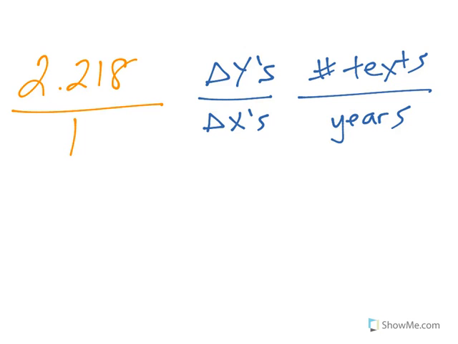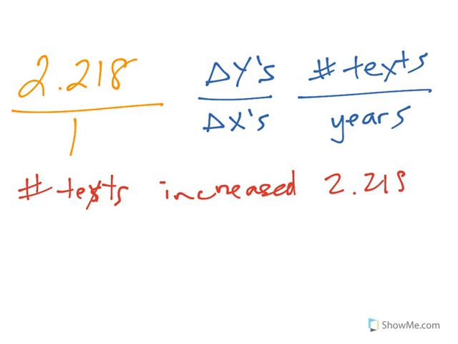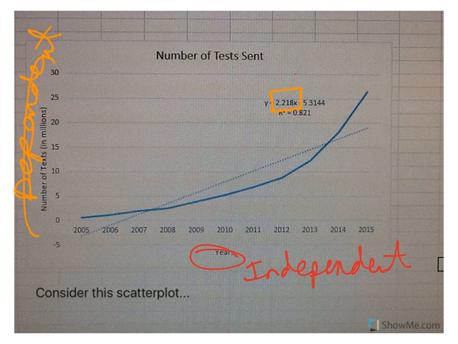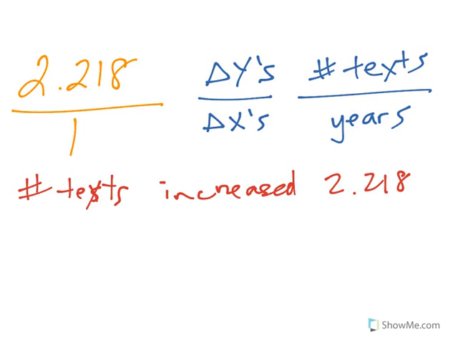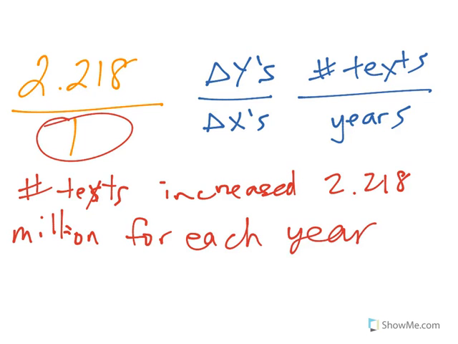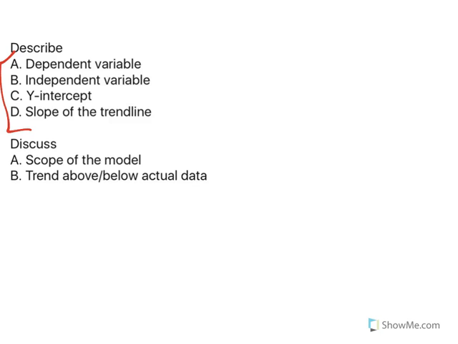Now, our slope is positive. That means the number of texts, oops, that's an x, texts increase because it's positive, 2.218, and I believe our data here is in millions, so let's go ahead, increase 2.218 million for each year, because on the bottom it's just 1 year. So the slope talks about the number of texts increase 2.218 million for each year.